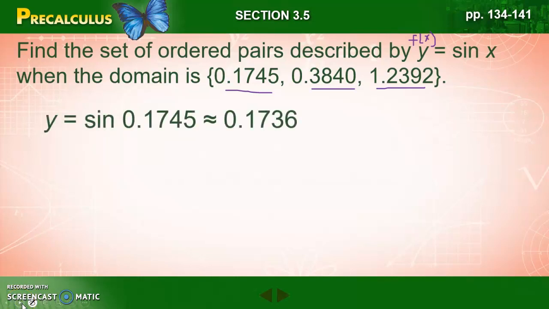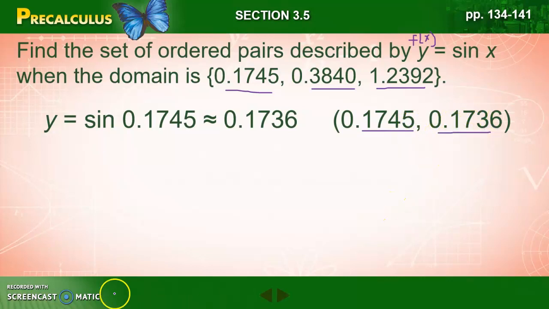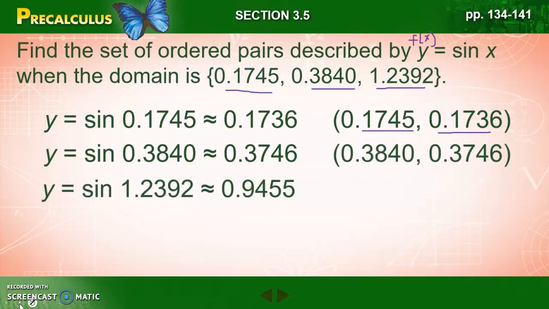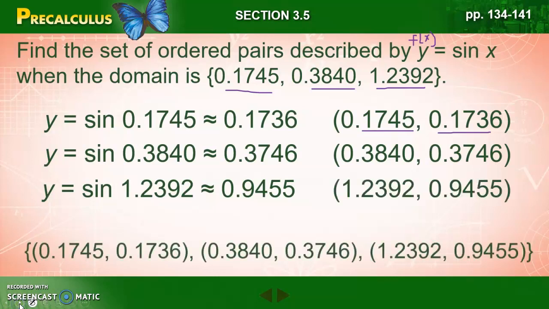All right, hopefully you put those into your calculator and you've got 0.1736. So our 0.175, 1745 is what we plugged in, and when we calculate that, we get 0.1736 as our sine value. Let's find the sine of 0.3840 and the sine of 1.2392. That's just a matter of plugging and chugging, and then you can list each of those as coordinates here. Here's our angle, and here's the sine of that angle.